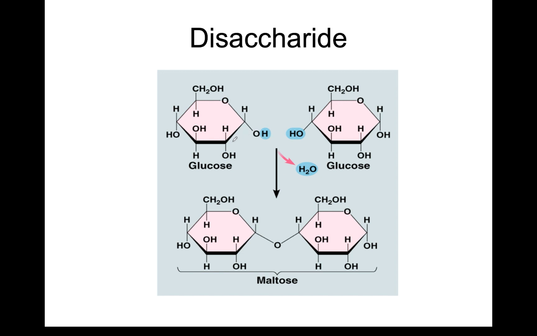Let's see that really happened. Dehydration really happened. So glucose and glucose bind together. At that time, a water molecule comes out to form maltose. Maltose is a disaccharide. So as you see, when two monosaccharide molecules bind, a water molecule is removed. We call this dehydration synthesis.